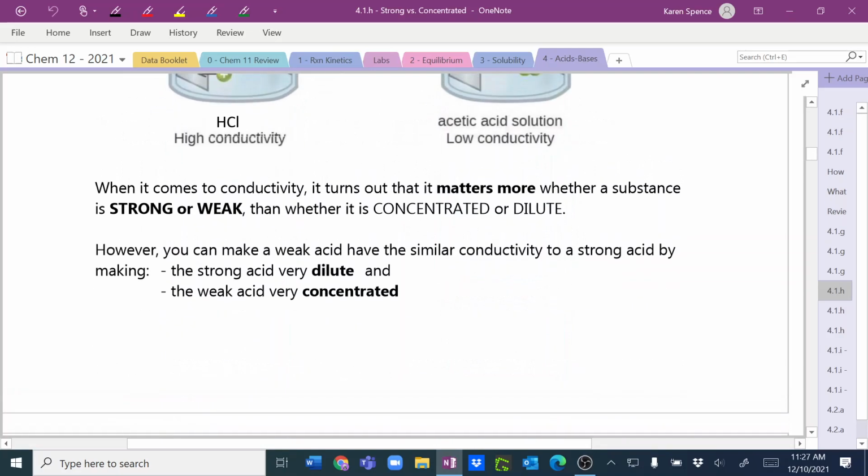You can, however, make a weak acid be as conductive as a strong acid. What would you have to do with your strong acid and your weak acid to make them have the same conductivity? Tell your partner. What would you have to do to make a weak acid and a strong acid have the same conductivity? Does it make sense that you would have to take that strong acid and do what with it? Dilute it a lot, yes? And you'd have to take the weak acid and make sure it was very, very concentrated, and then you might stand a chance of them being the same conductivity.